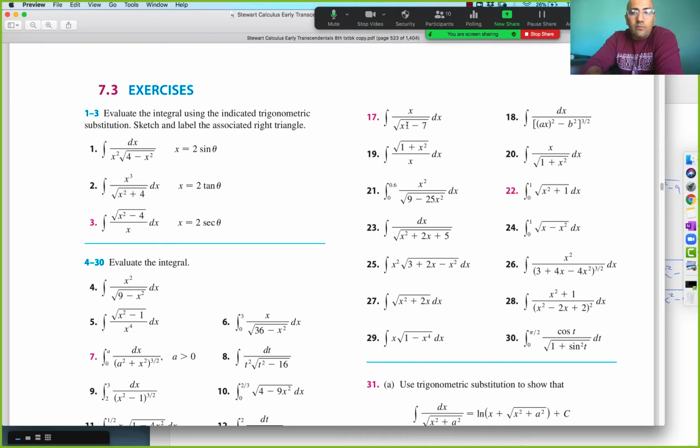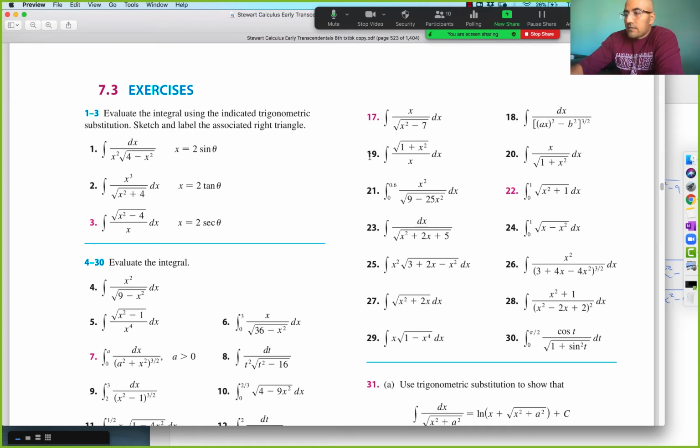Like number 17, where the x is up in the numerator. If we let u equal x squared minus 7, its derivative will be right there, give or take a constant, so it'll be a little bit easier. Does that make sense? Everyone sees why number 17 is a lot easier than number 19, even though they look very similar? The fact that the x is up in the numerator makes a big difference.